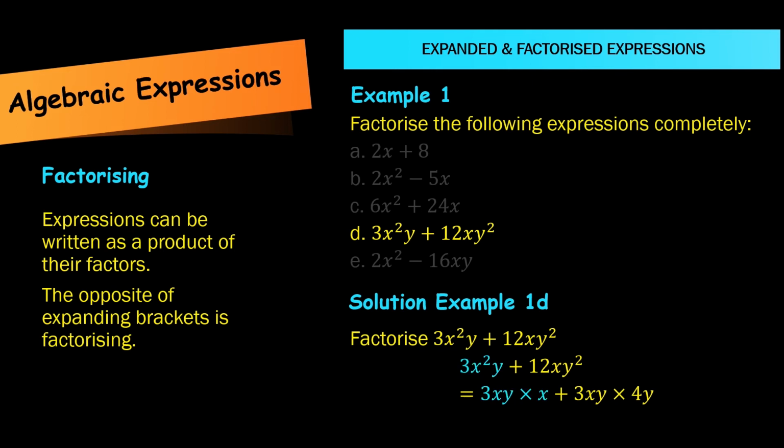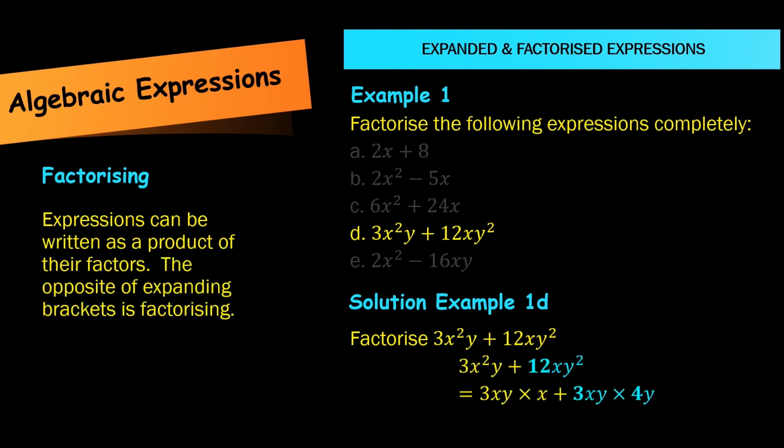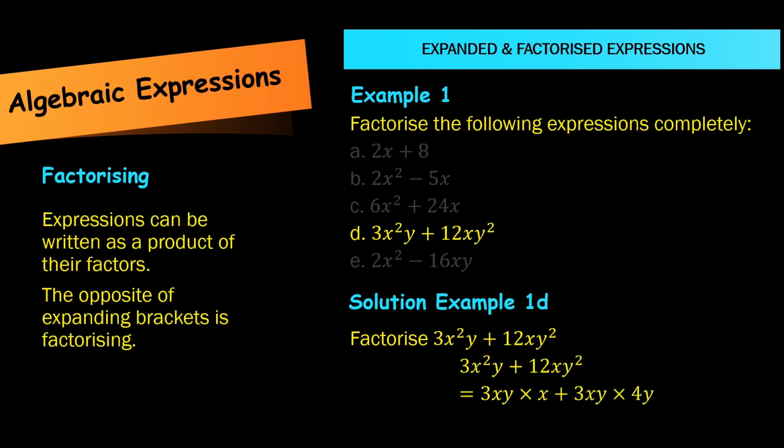So 3xy is positioned at the start of each term because it's common to both terms, as you'll see. Here we have 12xy squared expressed as 3xy times 4y. Notice the 3 and the 4 which have been put in bold, when multiplied together give us 12. And now 3xy can be positioned outside the brackets and the rest inside.